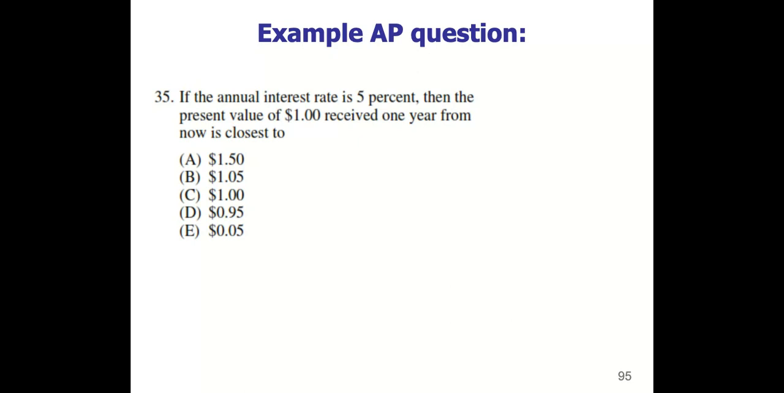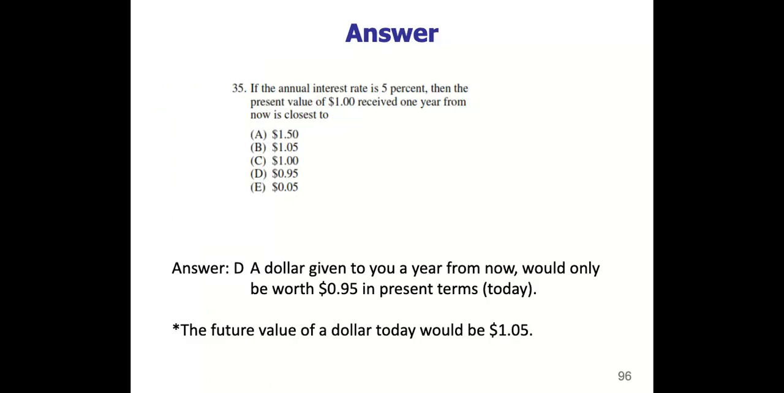All right, well, hopefully you noticed that in this one, the question is asking you the present value of $1, which is received a year from now. So the answer here is D, 95 cents. Because a dollar that's given to you a year from now is going to be the future value. And you're solving here for the present value, which has to be less than $1 if the interest rate is going to earn you 5% over the next year.